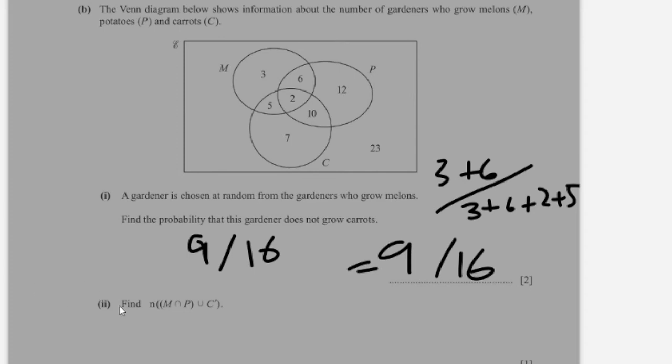2. Find the number of the gardeners in M intersection P union with C complement. So we don't want the area of C. We don't want this area, but we want the area of M intersection with P. Okay, so let's see what we have over here.